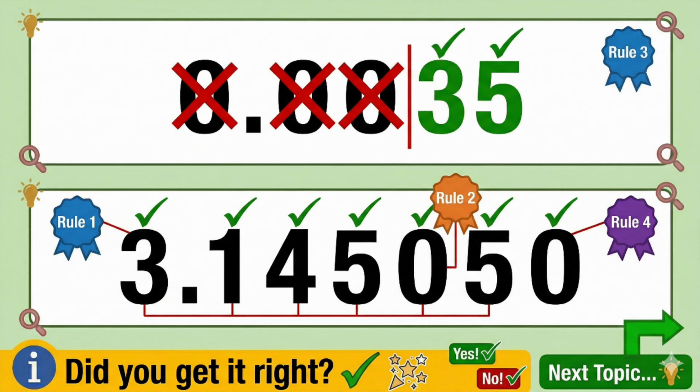Answer for question 1. 0.0035 has 2 significant figures. The leading zeros are just placeholders from Rule 3. We only count the 3 and the 5. Answer for question 2. 3.145050 has 6 significant figures. We count all of them. The first 4 digits are non-zero, so they count. The 0 between the 5s counts because of Rule 2, and the trailing 0 counts because of Rule 4. If you got both right, you're doing great.